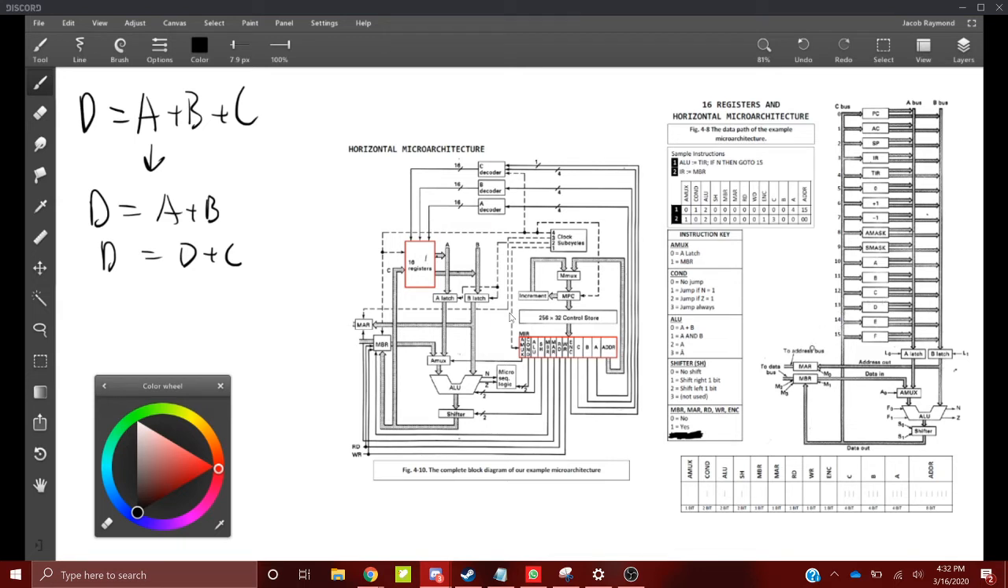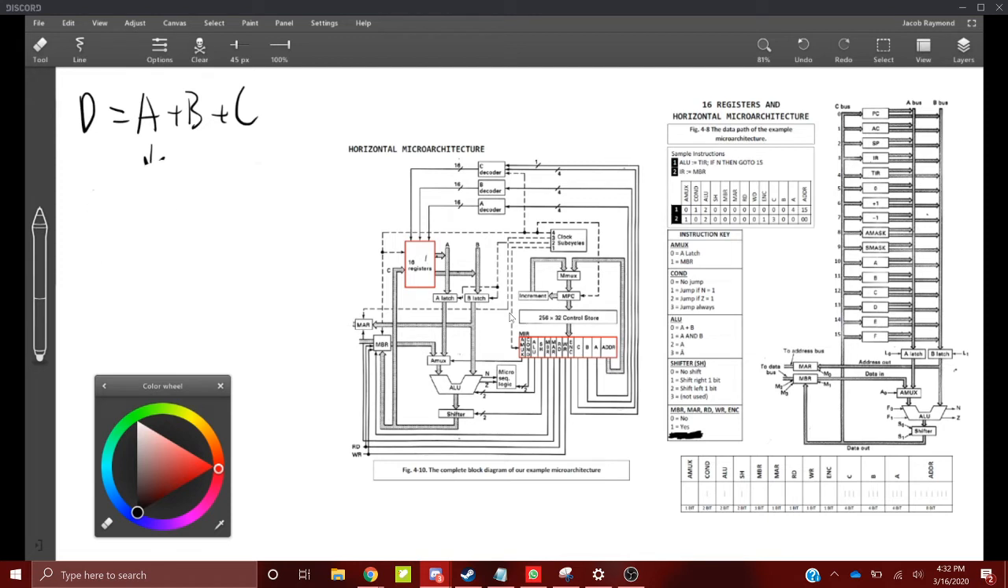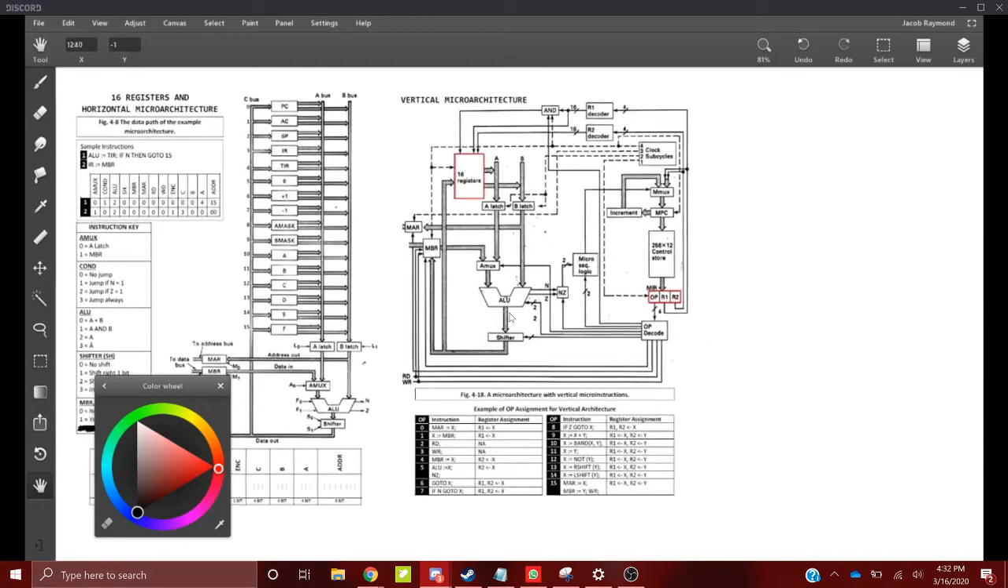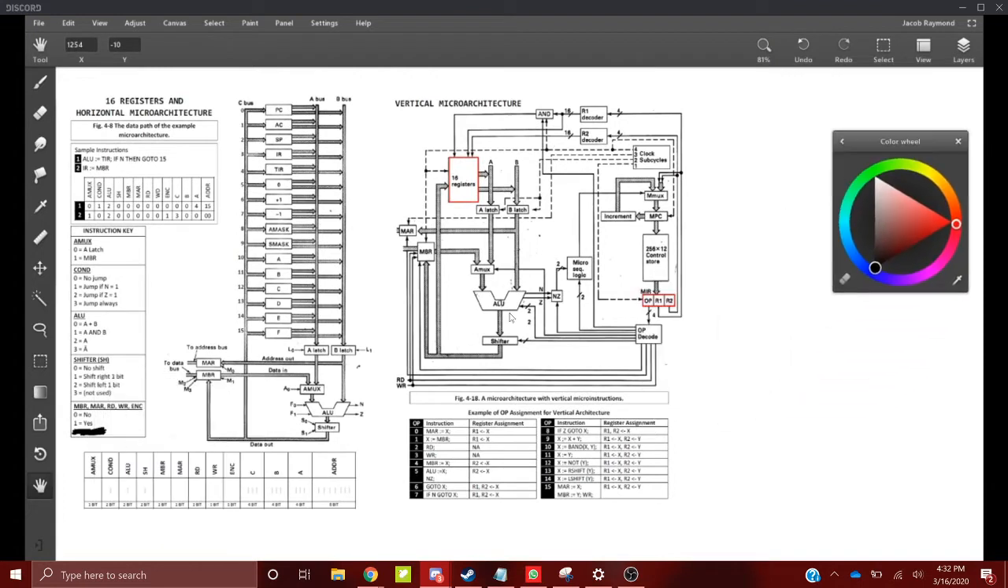Like as I said, the actual structure of the CPU doesn't matter. All that matters is that it's that op table. So does anyone want me to go over one more example on this horizontal? All right, well, in that case, go ahead and take a look at the vertical.